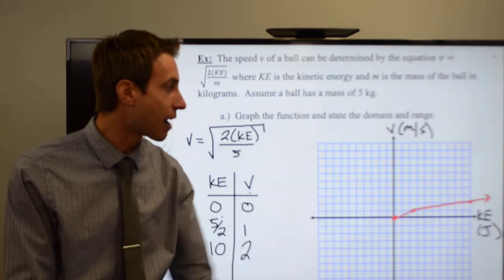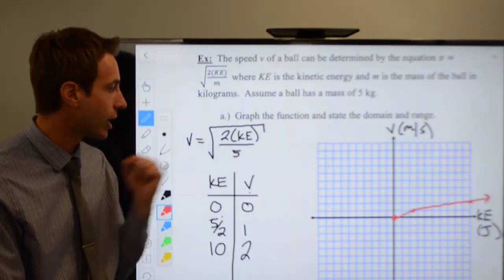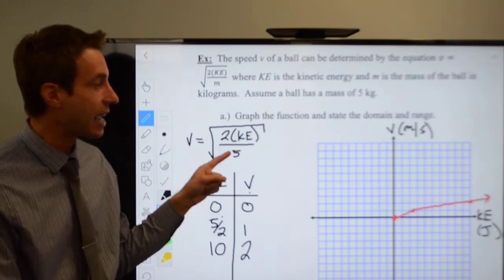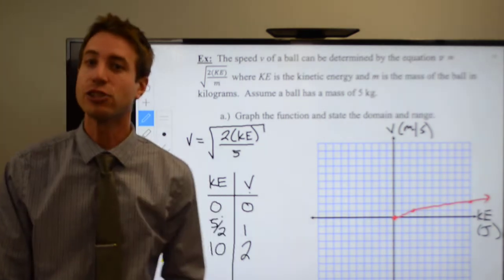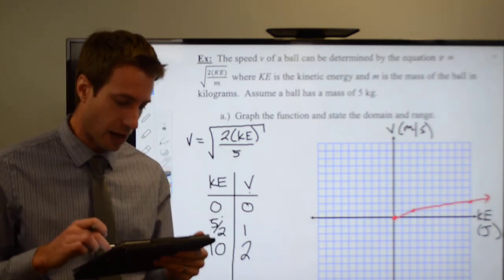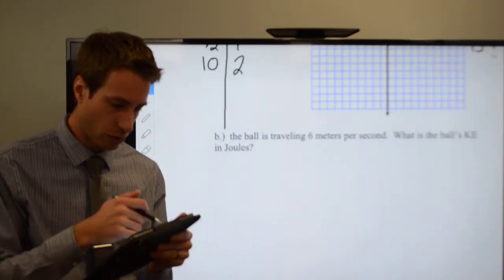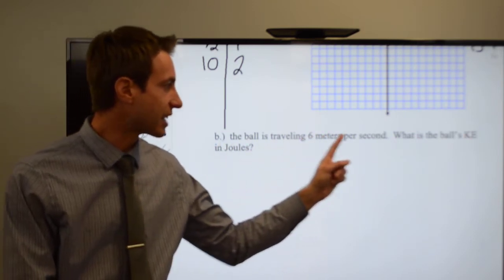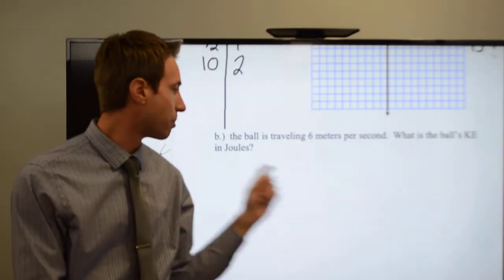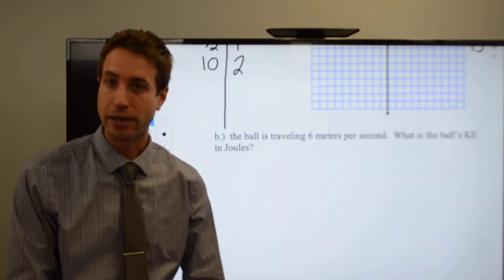Okay, so that's what the graph of my function looks like, again, based on the equation that you were given, plugging in a mass of 5 for our ball, and figuring out some values. Let's just jump down here and see what else they've got for us. So here's what we ask you. The ball is traveling at 6 meters per second. What is the ball's kinetic energy in joules?